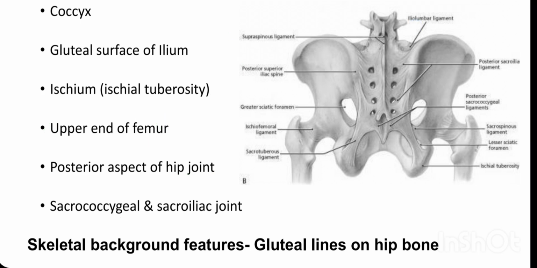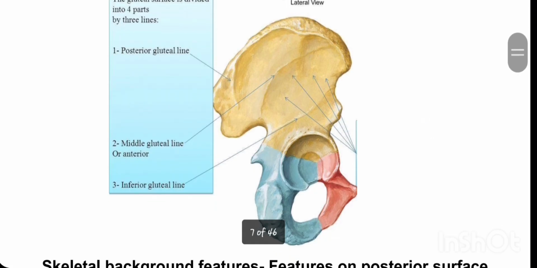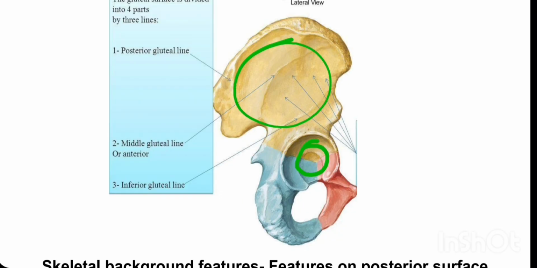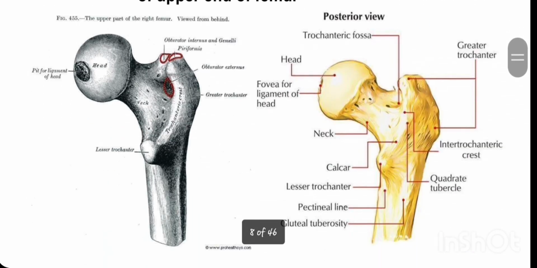Here you can see the hip bone. This is the acetabulum. Here the head of the femur is going to articulate. This is the iliac fossa. Here we have the gluteal lines. As I said, the head of the femur is going to attach with the acetabulum and form the hip joint.